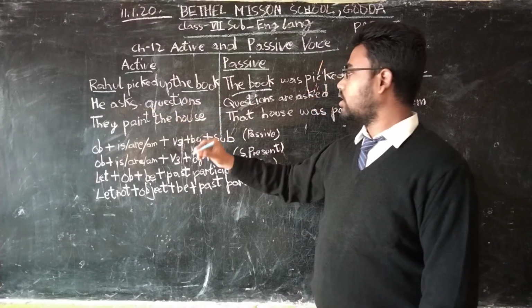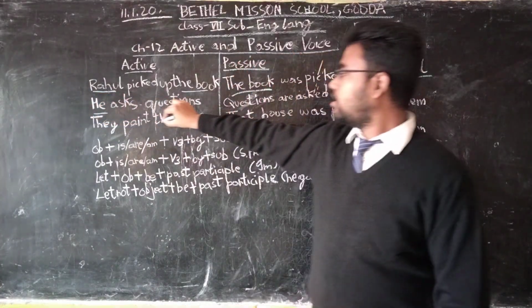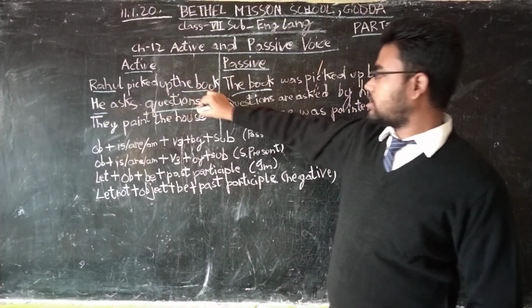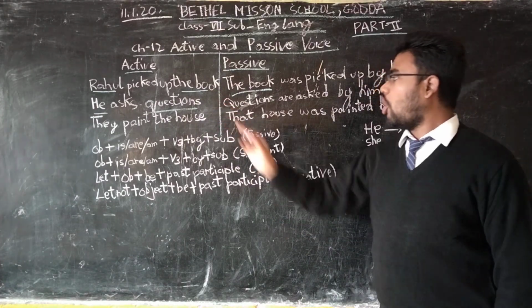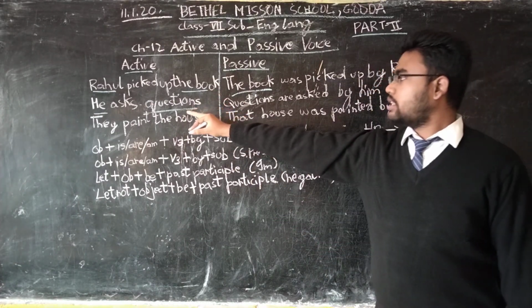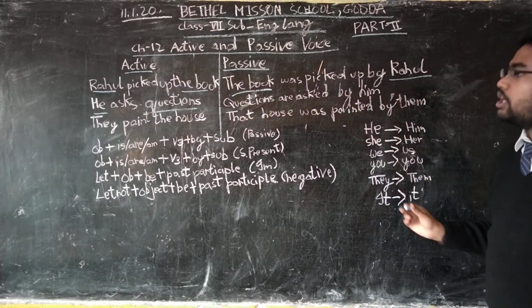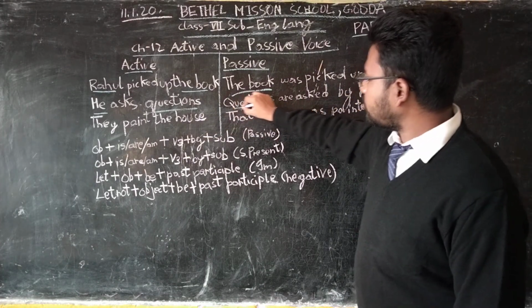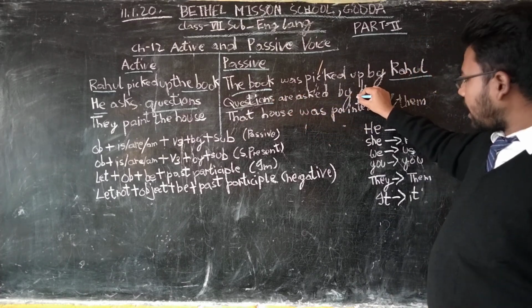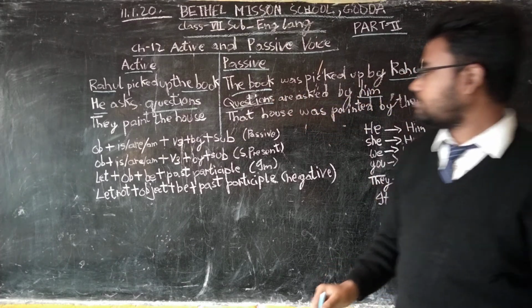He asks questions. So he is the subject and questions is the object. But when we change this active into passive voice: questions are asked by him. So questions becomes the subject here, and he becomes him and comes at the last.